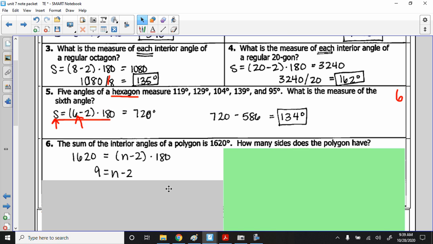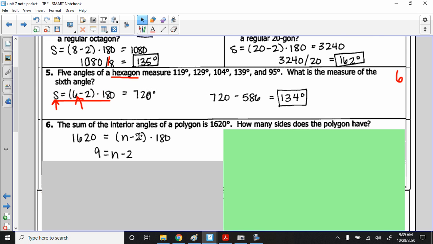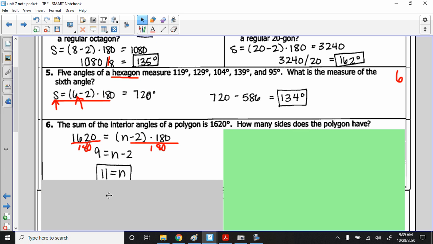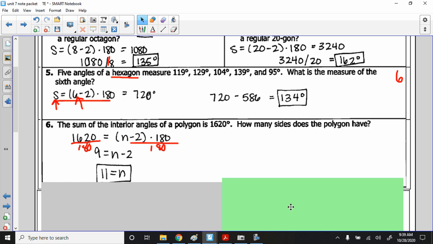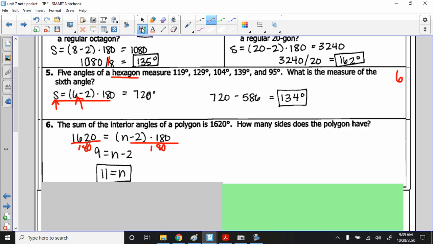So I think the easiest way to do this is, how did I get 9? I divided both sides by 180. And 1620 divided by 180 is 9. And the n minus 2 drops down. And then you just add 2 to both sides, and the number is 11. So that's what you do. And that's probably the toughest one so far.